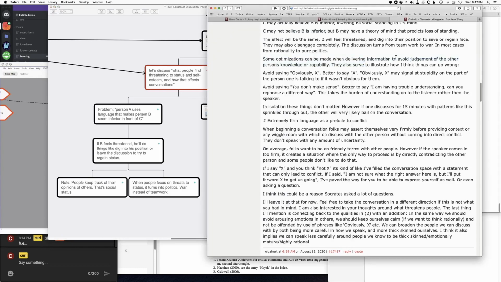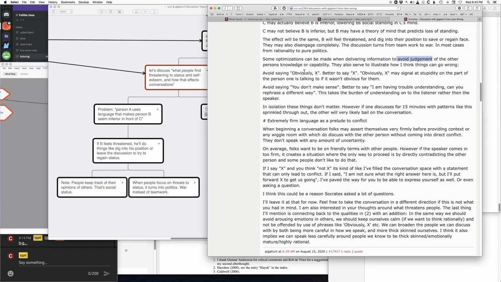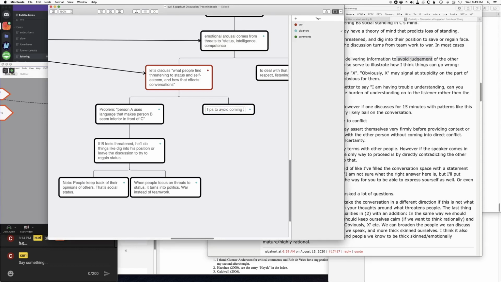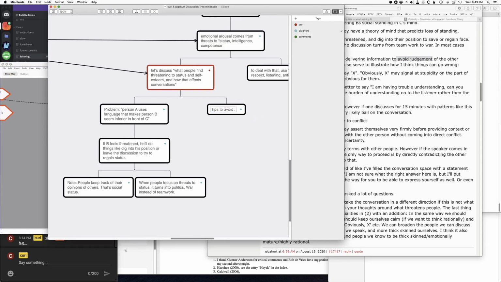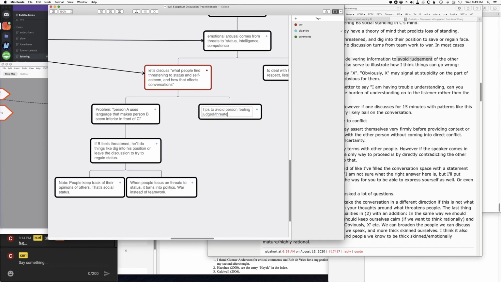Well, I guess it's not just judgment from you, it's judgment from the audience as well. Judgmental makes it sound like, how do I avoid coming off like I'm judging you? Or really, how to avoid making someone feel like anyone is judging them negatively. So, tips to avoid making a person feel judged. Yeah, that's good. Tips to avoid a person feeling judged, threatened. Okay.